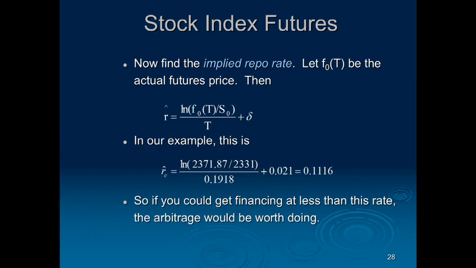As long as I can get financing at less than the implied repo rate, the arbitrage is worth doing. What this is saying is the following. If I can borrow money from the bank at less than 11%, I should do it. If I can borrow money from the bank, but they're going to charge me 15%, it's saying don't bother with the arbitrage. It's not worth it. So it's a simple calculation to determine if the arbitrage is worth you undertaking.